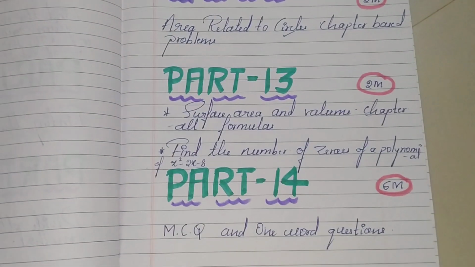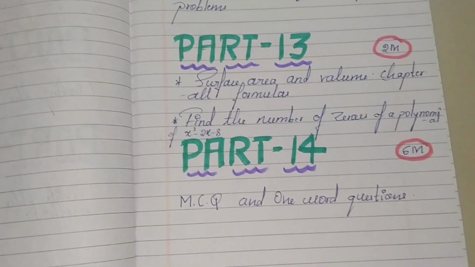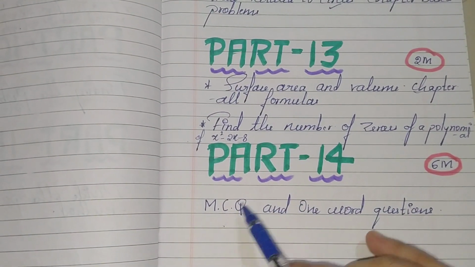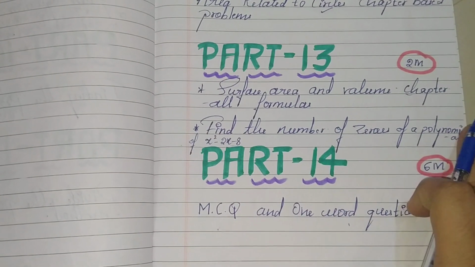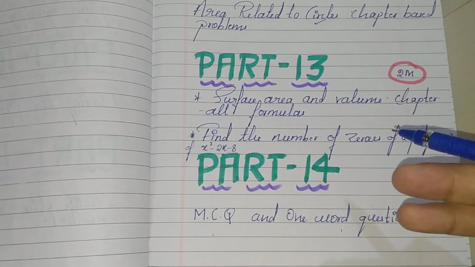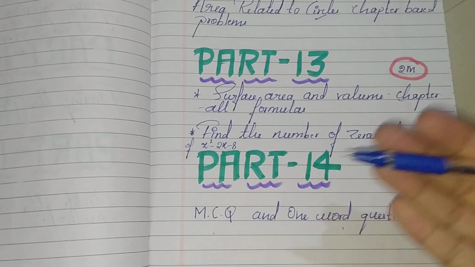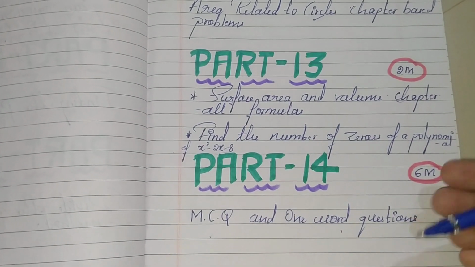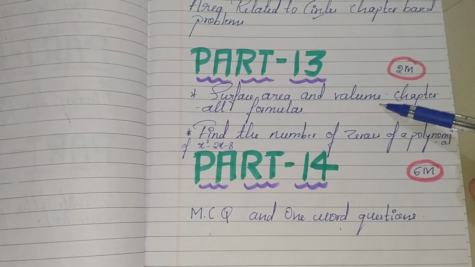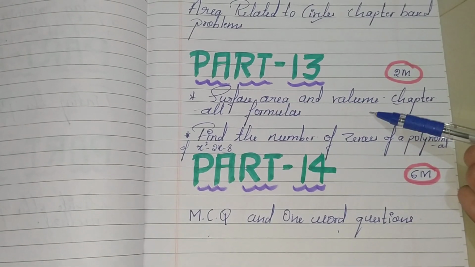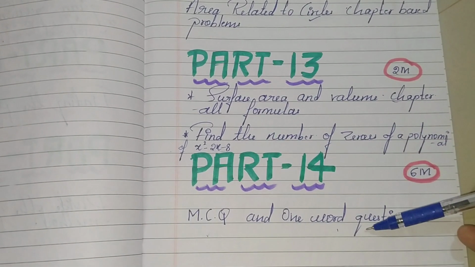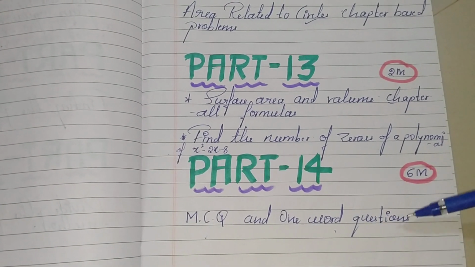The next thing is part 14. Part 14 is nothing but your multiple choice questions and one word questions. From that you can easily score 6 marks, isn't it? Multiple choice questions will be there and one word questions will be there. Sometimes they may ask some of the formulas from surface area and volume also. Then you can easily score 6 marks here, right?